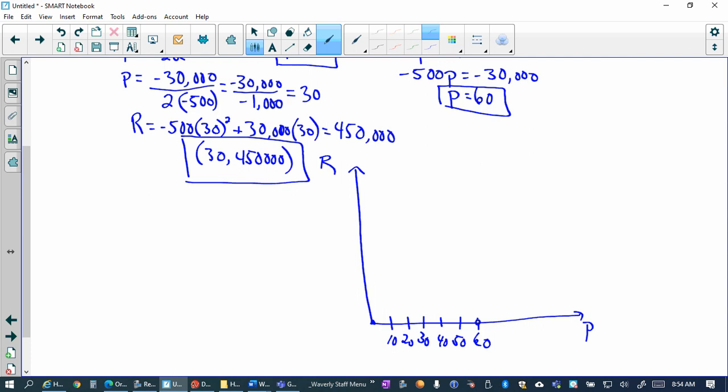So maybe we'll go up. Let's count by 50,000s, maybe up here. So 50, 100, 150, 200, 250, 300, 350, 400, 450. So we're going to put them all in there. 50K, just enough to tell somebody what we did. I think that seems like a reasonable interval.